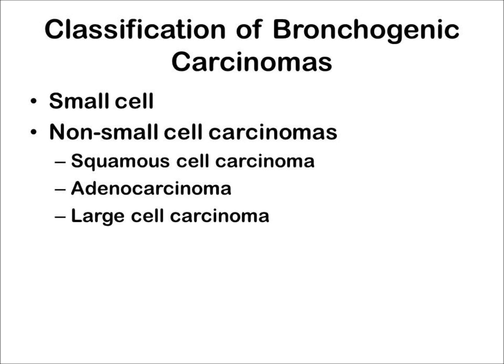Now, I would like to remind you about the classification of bronchiogenic carcinomas as shown in this diagram. Remember that they are classified according to their morphology and response to treatment into two major categories: small cell carcinomas and non-small cell carcinomas. And the non-small cell carcinomas can be further divided into three subcategories: squamous cell carcinoma, adenocarcinoma, and finally large cell carcinoma.